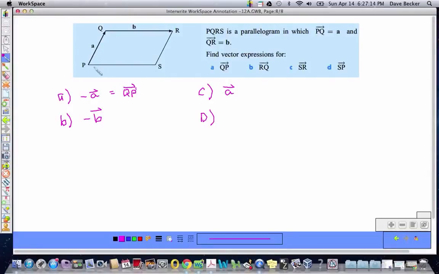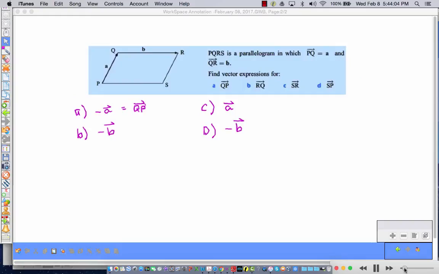And then what about SP? Well, SP has the same magnitude as B, but is going in an opposite direction because B starts here and ends up here. SP starts here and ends up here. So I could represent it using negative B.